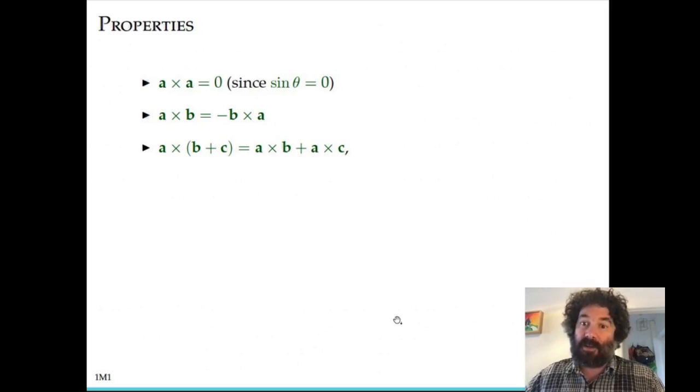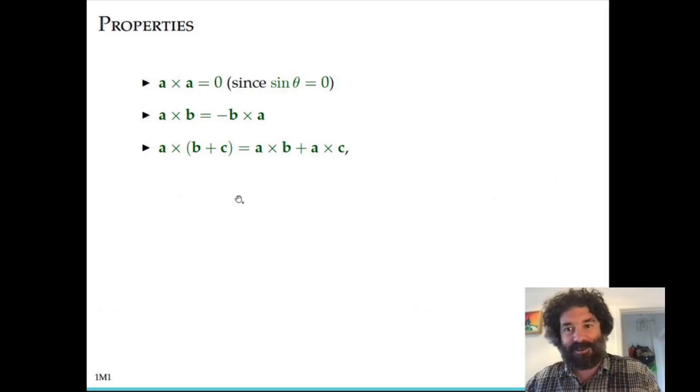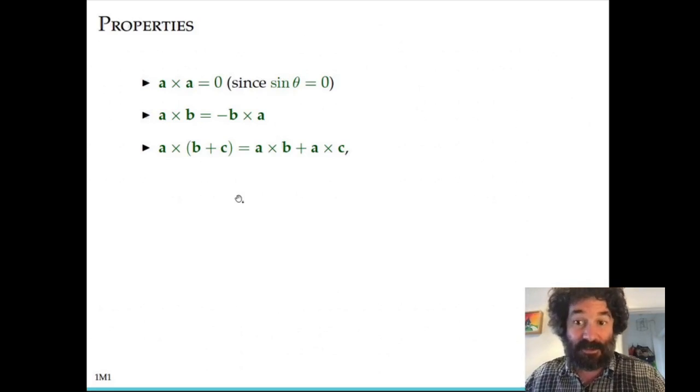The cross product also satisfies the distributive rule. The distributive rule really is what we mean when we say a product. So we have a mapping of two vectors to a third vector, and the fact that it satisfies the distributive rule is one of the fundamental properties that we want when we call something a product. So it satisfies the distributive rule.